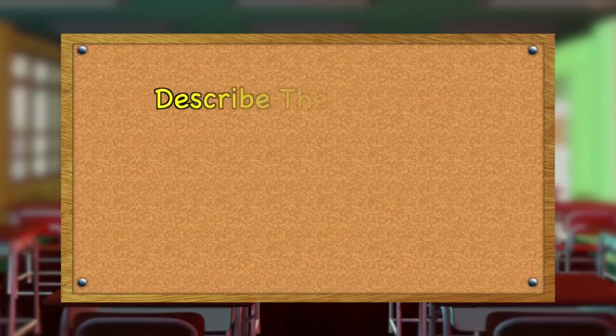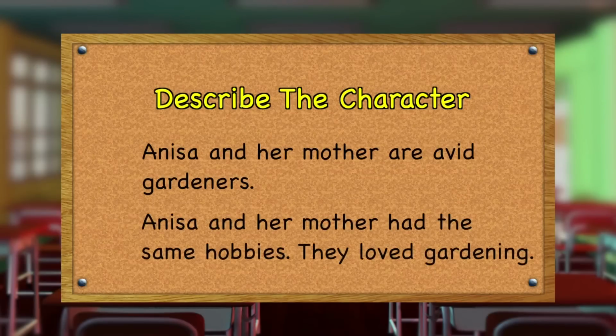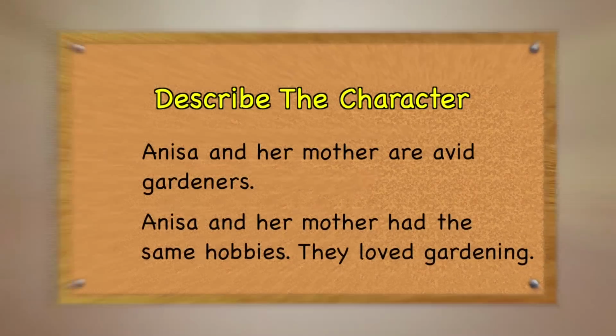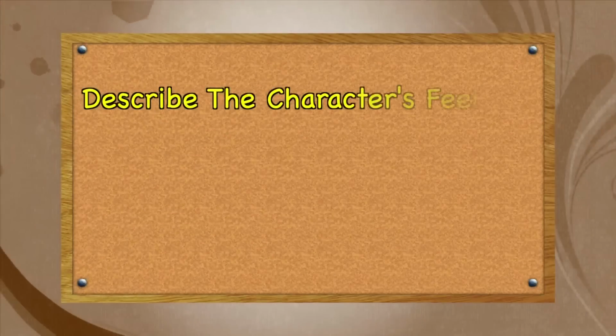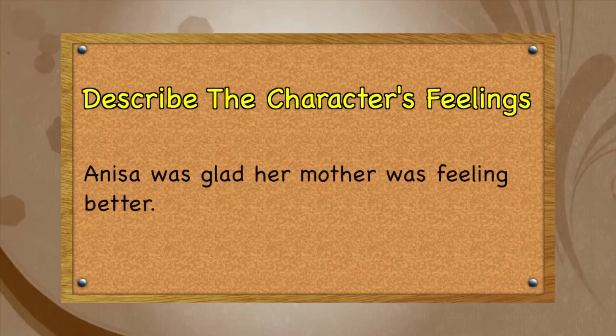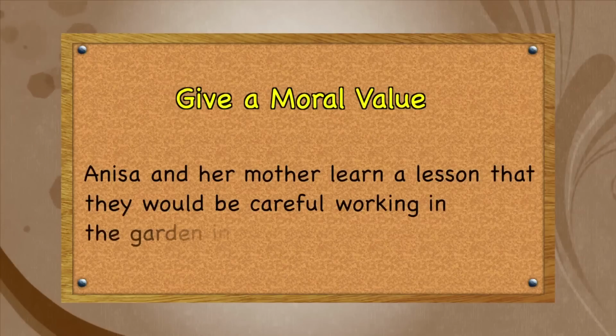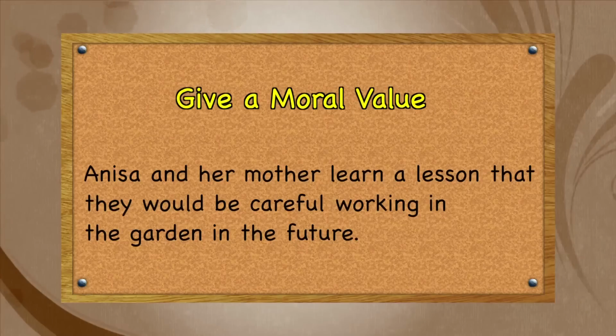Or you could describe the character. Anissa and her mother are avid gardeners. Anissa and her mother had the same hobbies. They loved gardening. As far as the ending of the story, you can either describe the character's feelings. Anissa was glad her mother was feeling better. Or give a moral value. Anissa and her mother learned from their lesson and would be careful working in the garden in the future.